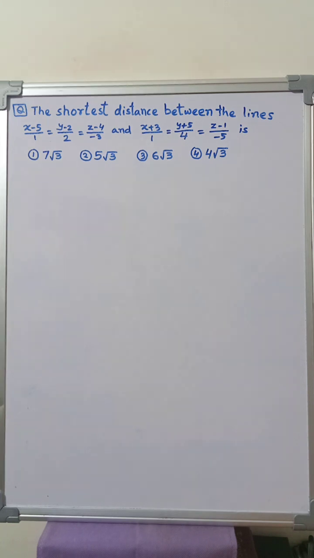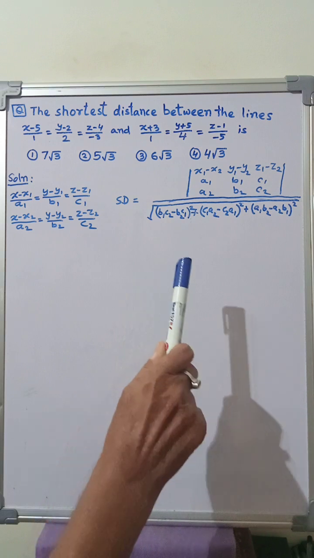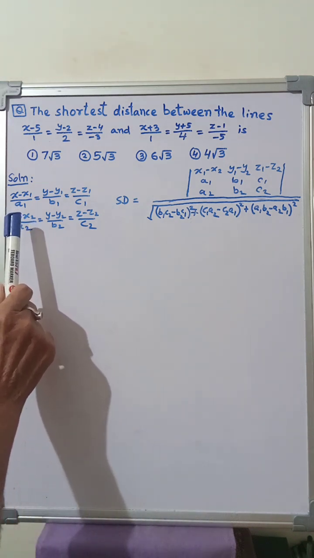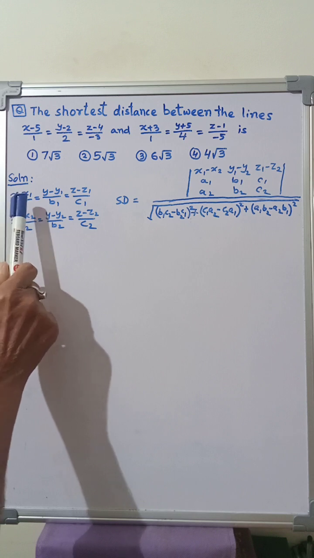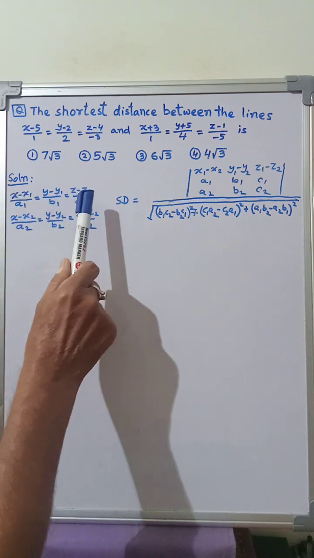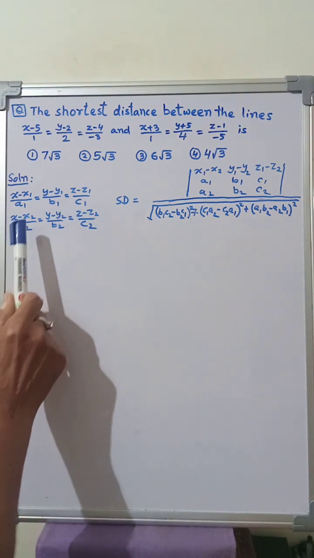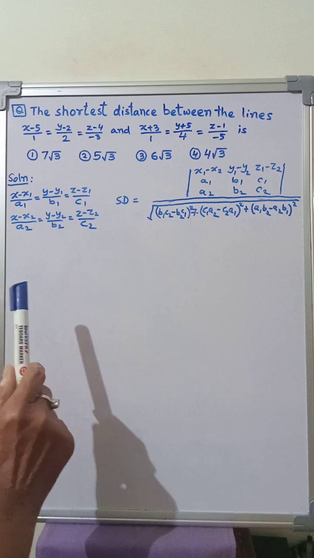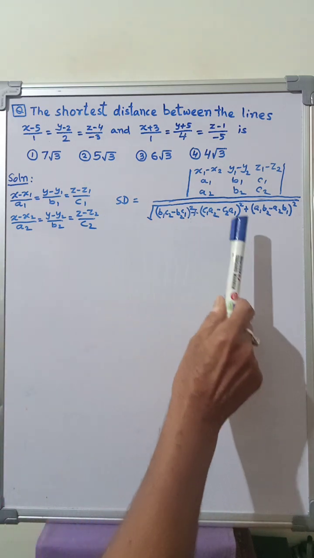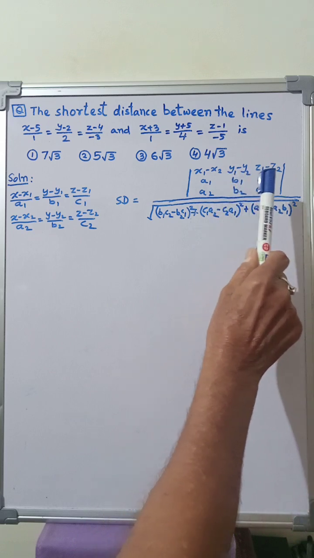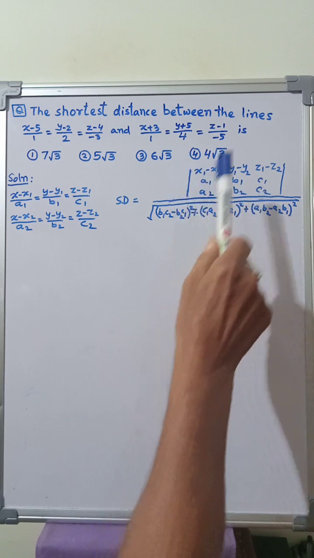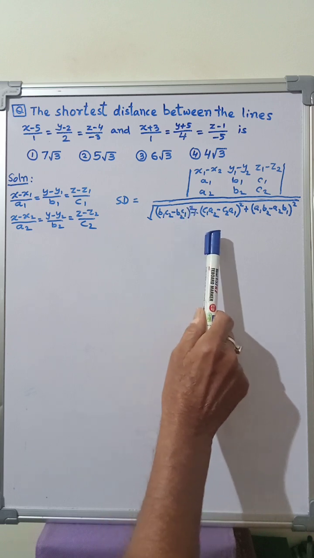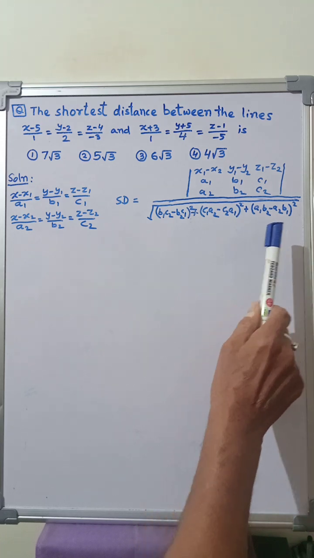Now for the solution. Let us first understand the formula to be used to find the shortest distance between the two skew lines. The equations of the straight lines are given by (x minus x1)/a1 = (y minus y1)/b1 = (z minus z1)/c1, and the second line, (x minus x2)/a2 = (y minus y2)/b2 = (z minus z2)/c2. If these are the two equations of the skew lines, then the shortest distance is given by the determinant of (x1 minus x2, y1 minus y2, z1 minus z2; a1, b1, c1; a2, b2, c2), divided by the square root of (b1 c2 minus b2 c1) whole square plus (c1 a2 minus c2 a1) whole square plus (a1 b2 minus a2 b1) whole square.